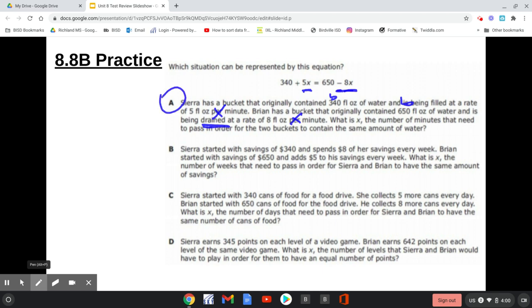If you were taking a test, you would read all of them to make sure you were correct. But to save time, we're going to move on. And by the way, this one doesn't even have the right numbers in it, so definitely don't pick that one.